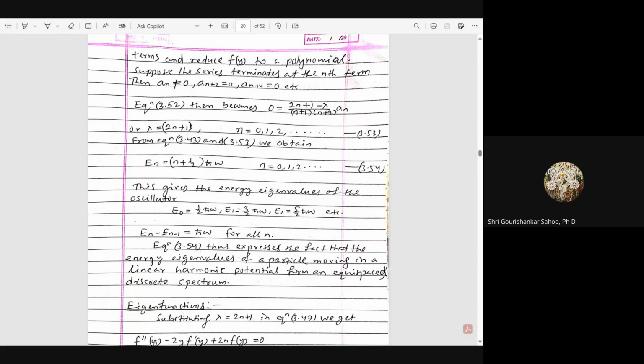And second is, you see, E0 is not 0, it is half h cross omega. It is a non-zero value and it is called zero point energy. At 0, the value is not 0, it has some value, so it is zero point energy.